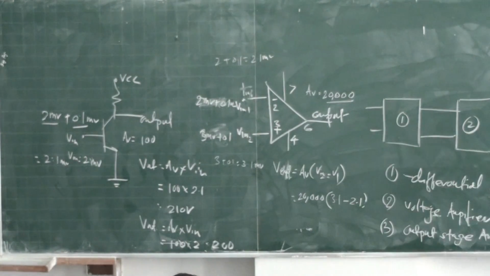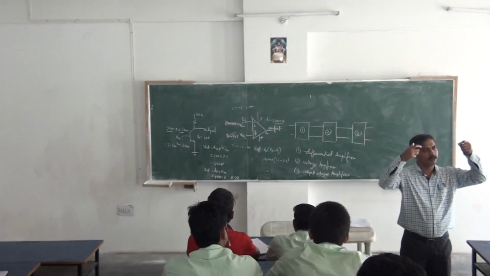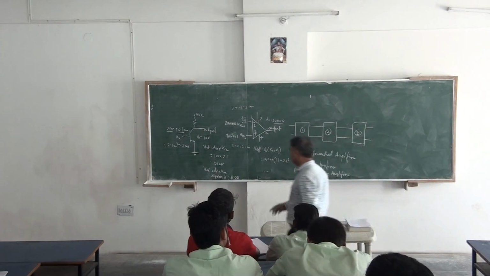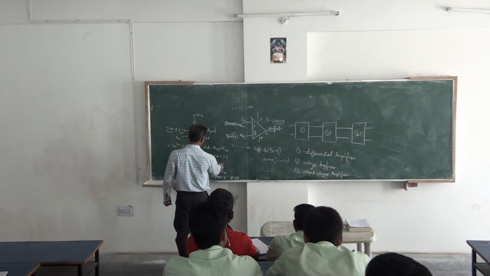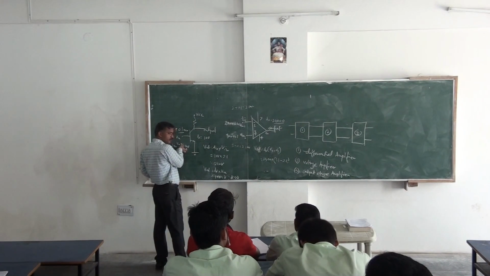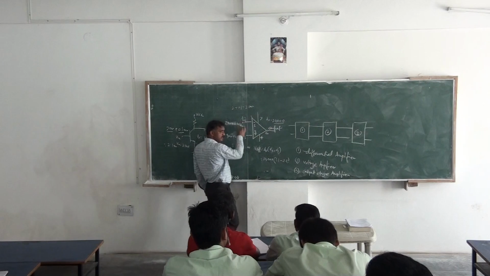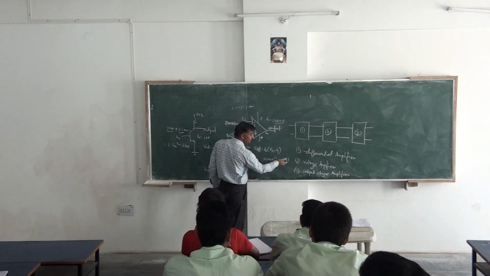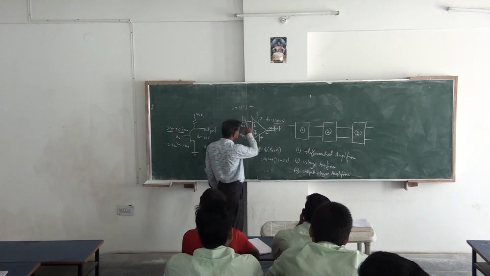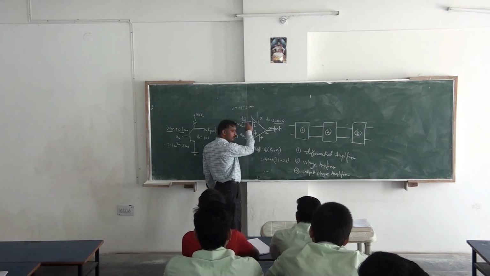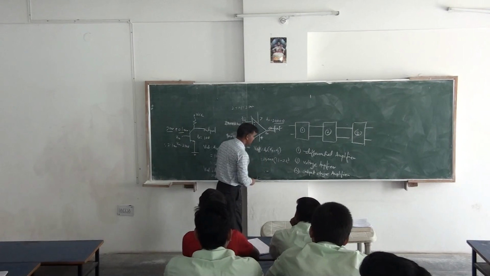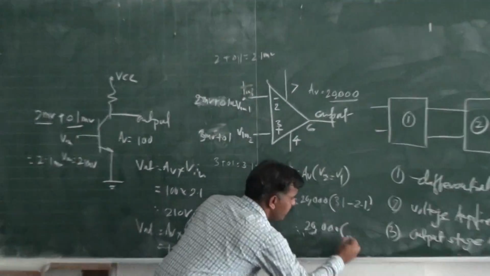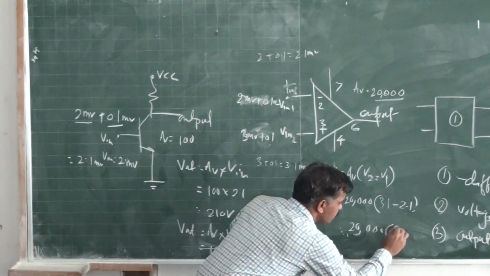The noise at both inputs of the op-amp will be nullified, or cancelled, at the output side. In the earlier case, the 0.1 millivolt input noise was amplified to 10 volt. Here also noise is present, but because you are taking the difference at the output, the difference gets amplified and whatever is common at input terminals 1 and 2 gets cancelled. So 20,000 into this difference of 1 millivolt comes to 1 volt.